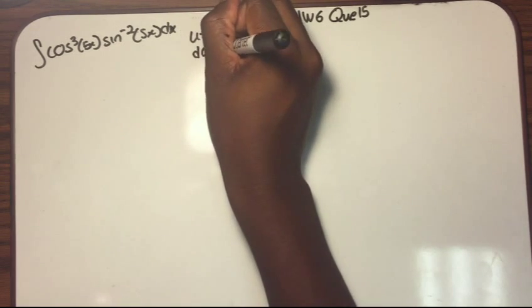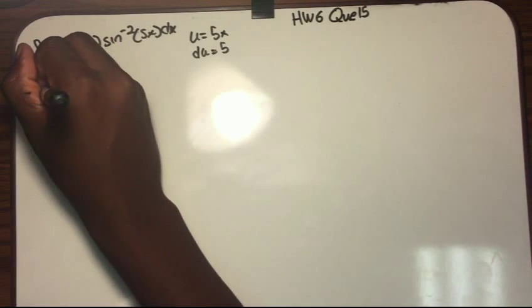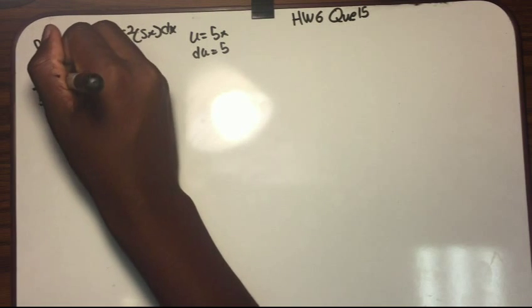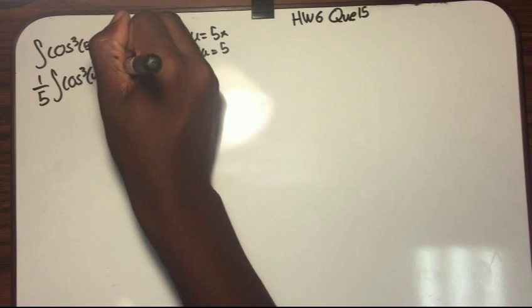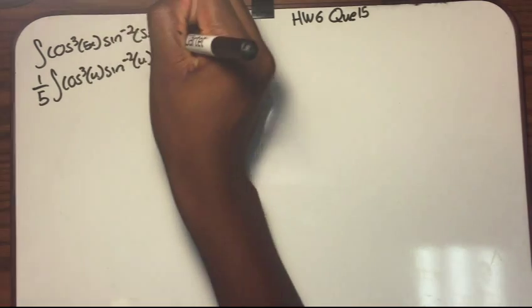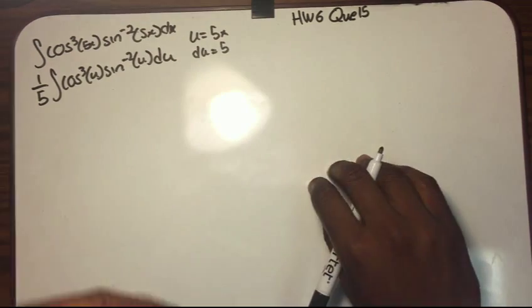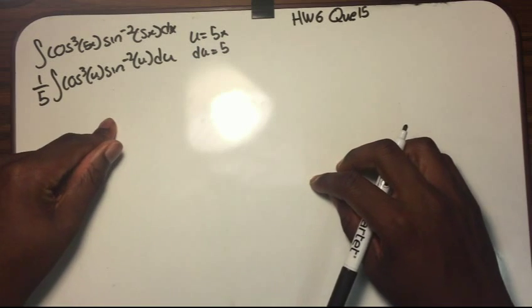to 5x. du then is equal to 5 dx, and you'll get 1/5 the integral of cosine cubed of u times sine to the negative 2 of u du.